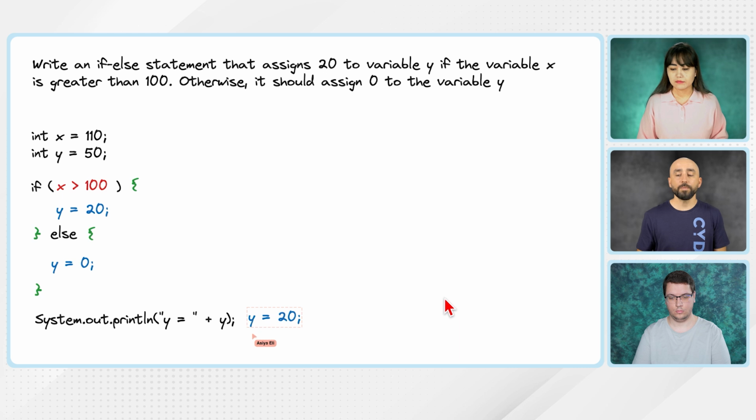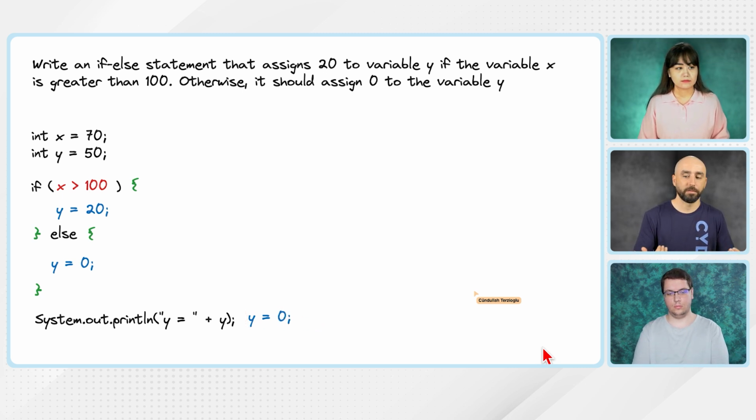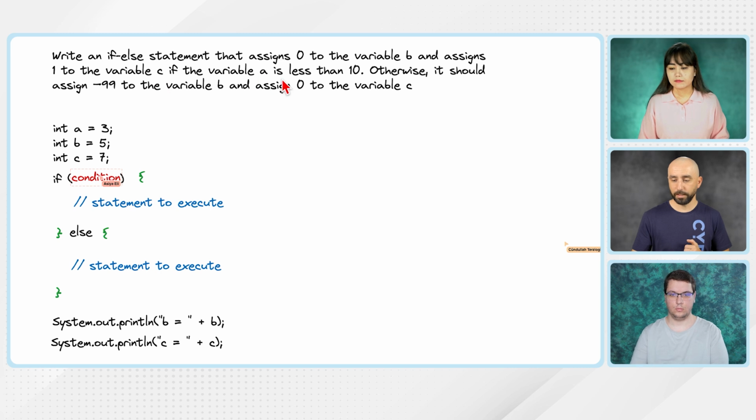Perfect. Okay, let's make the condition wrong so we can see how else is gonna work. So let's say my condition is false, which is the x value is less than 100. I put 70. So my condition is not true. Then it will go to the else statement, which will be y's value equal to 0. Perfect. Then the output is gonna be y is equal to not 20 anymore, right? It's gonna be 0. Perfect. So this is how if else works.